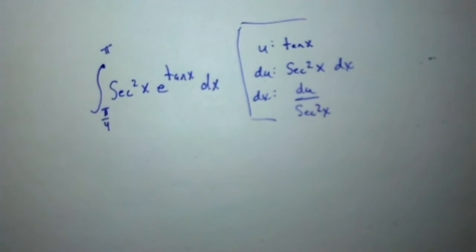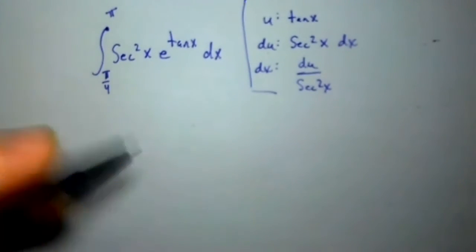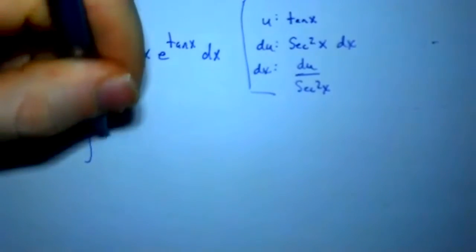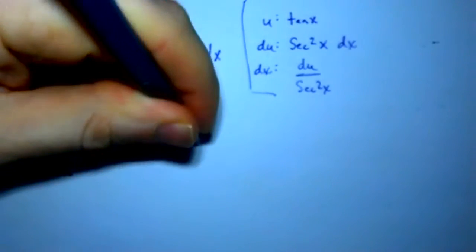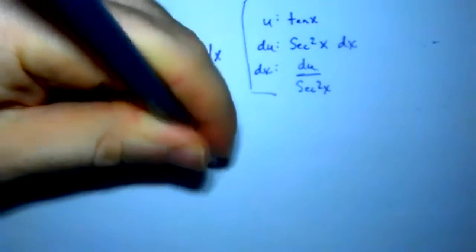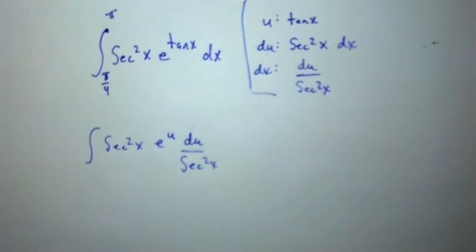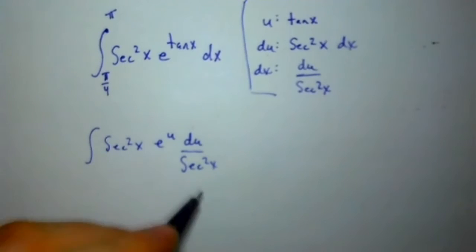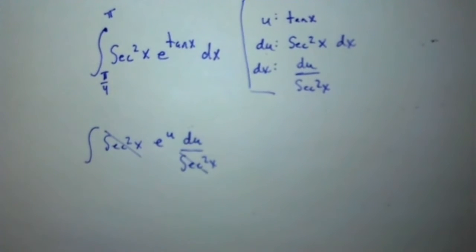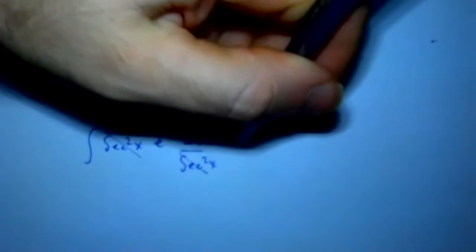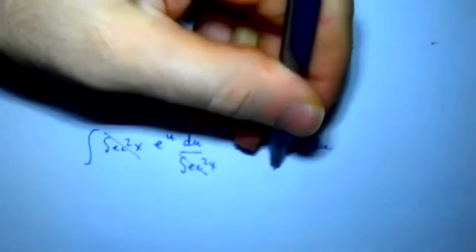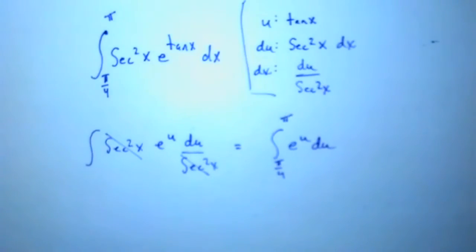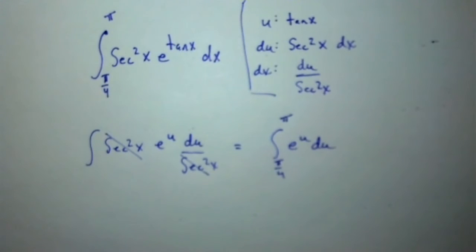All right, so we want to go back now. You want to try to plug some of this in. So we've got the integral of secant squared x, e to the u, du over secant squared x. This should look good to you because we need to get this down to just something with u and du. Secant squareds are going to cancel entirely and there's no fractions left to worry about. So now we're looking at the integral of e to the u du with bounds of pi over 4 to pi, at which case we can now integrate this.